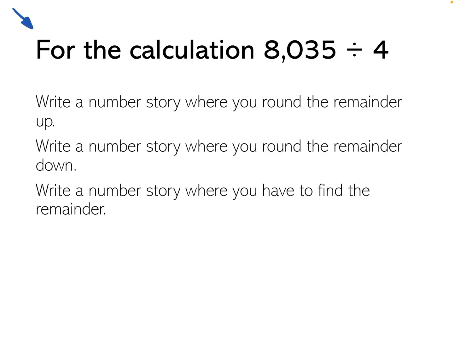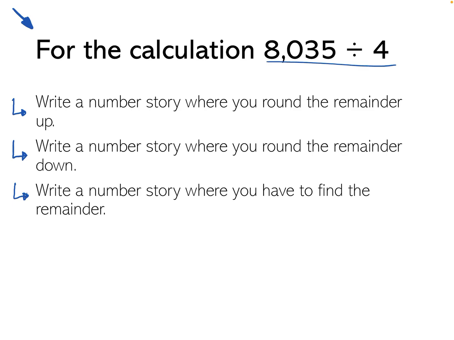So here's an extension. If you've finished the PDF sheet, have a look at this. For this calculation, can you write a number story where I round the remainder up? Have a think about when we did the bakery with the trays. How many trays do you need? And then once you've done that, can you write a different story where you would round the remainder down? So that's when we were looking at our full trays. So can you come up with your own one?